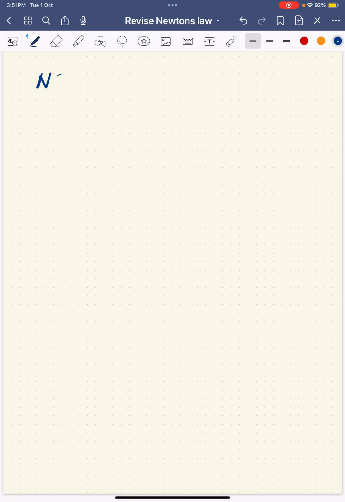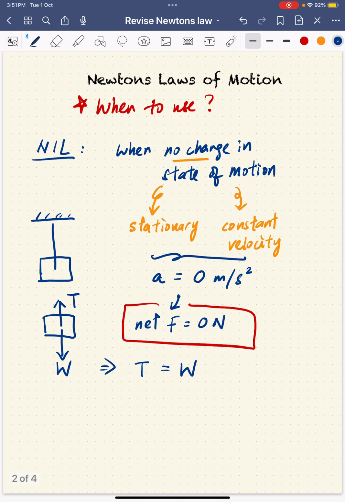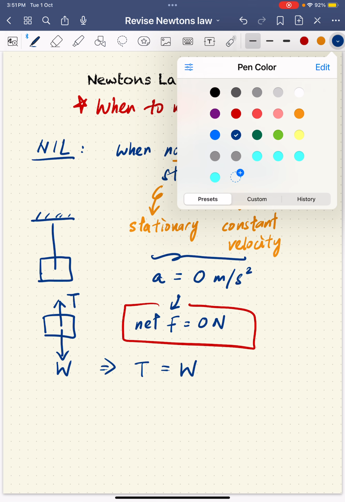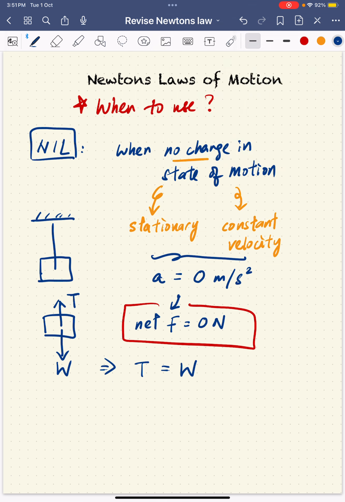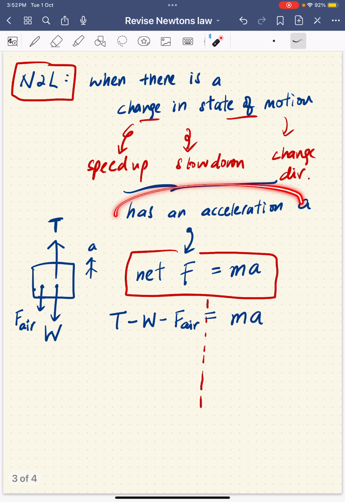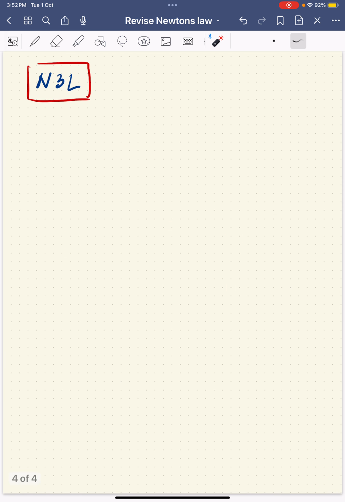Newton's third law now. This law is a little bit different compared to Newton's first and second law, because Newton's first and second law allow us to form equations and then solve for unknowns by looking out for whether there is acceleration or not. But Newton's third law, the nature of it is slightly different. Newton's third law serves to give explanation.